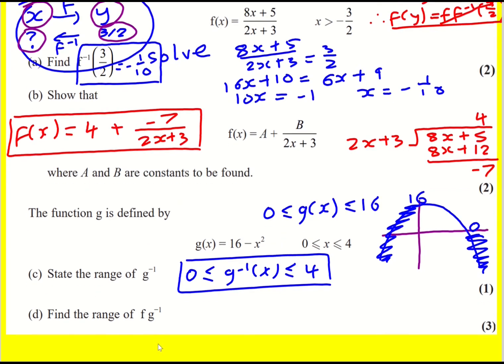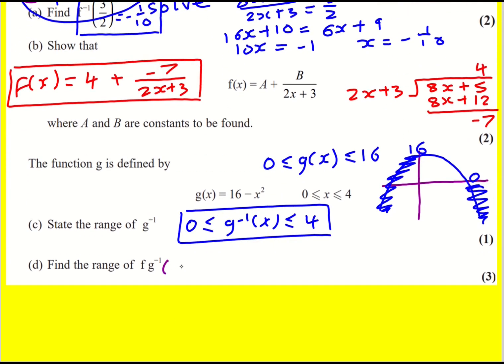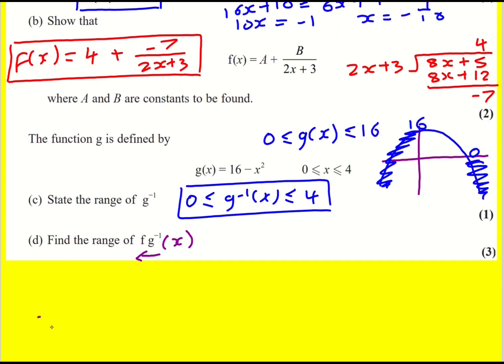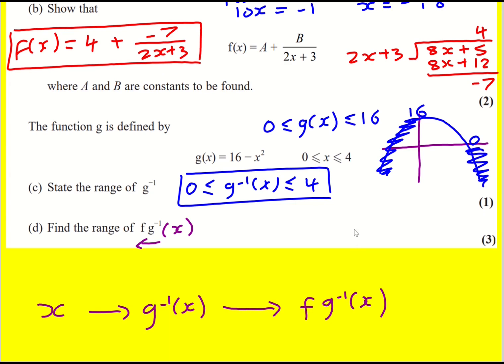Finally, we're asked to find the range of f of the inverse of g. So remember, for this, we actually find the inverse of g first, and then whatever we get out, we then put that into f. You work this way. So we're putting in x into a function machine, and we're getting out the inverse function. We're then putting that into f of x, and that is what's going to give us f of the inverse function.